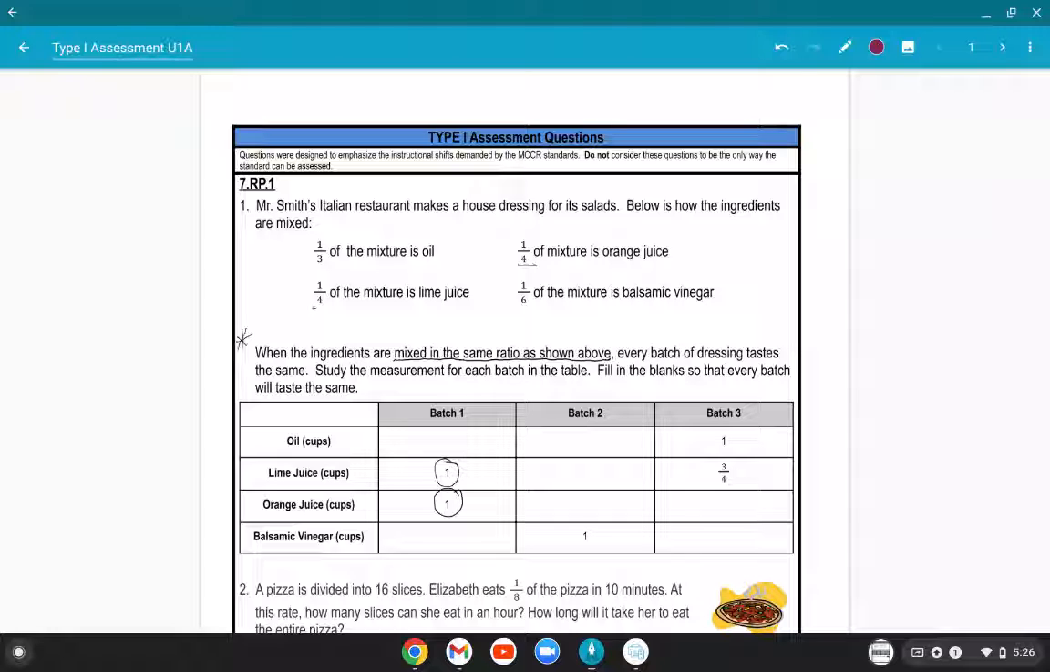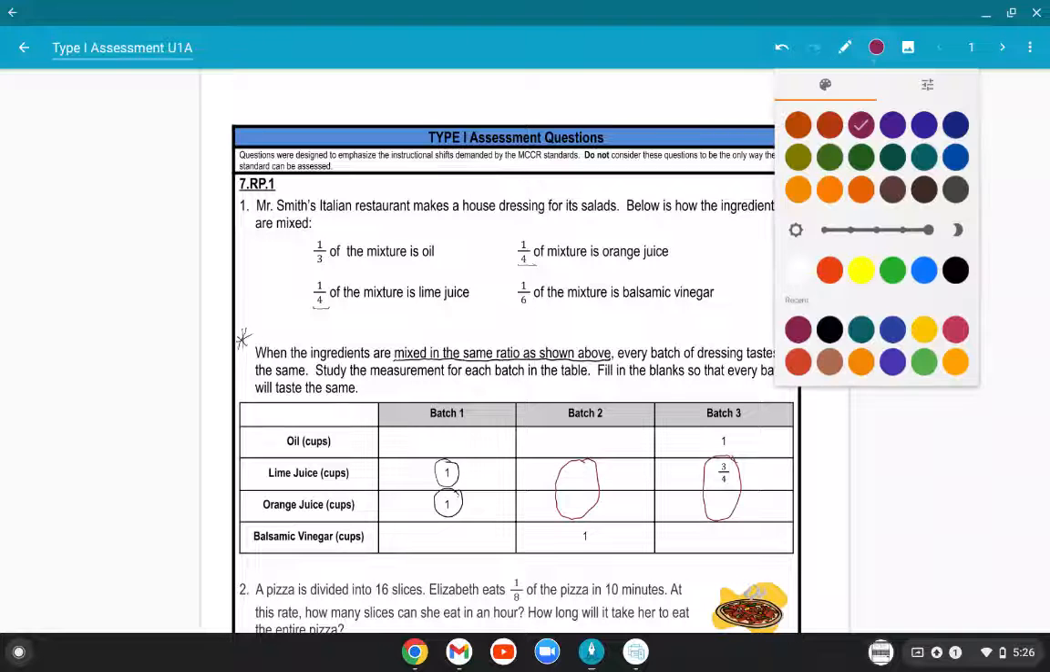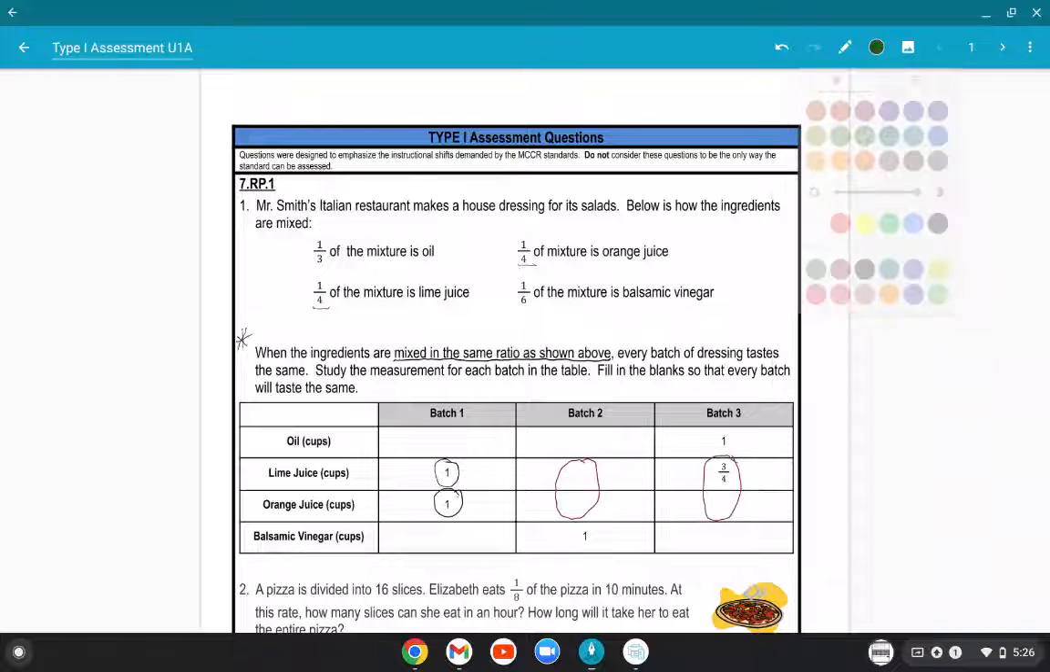1/4 is the quantity for both orange juice and lime juice. So that means these two will be the same, as the two ones were the same. With that logic, I can already give you what's going to be the answer for here without doing any math. And then I'm going to turn around and prove it. Let me see if I can write that a bit smaller.